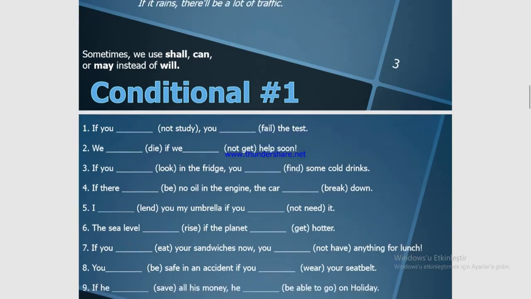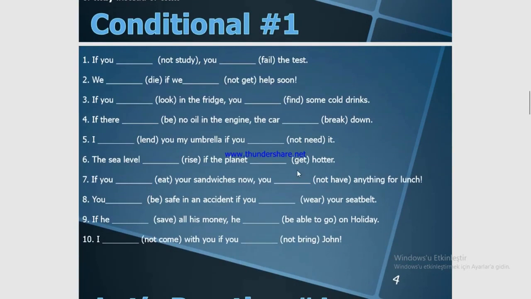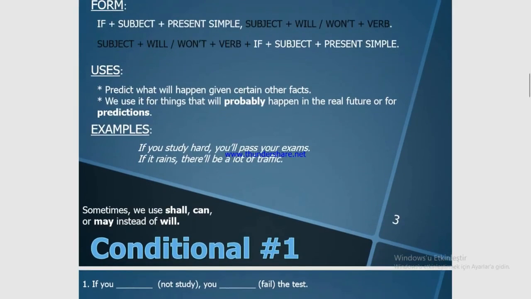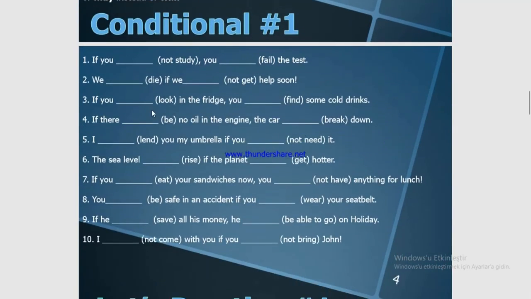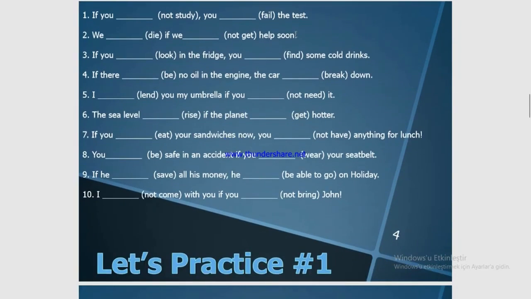So we die if we don't get help soon. Should we choose conditional 0 or conditional 1? So this is kind of a prediction again, other than a scientific fact. We will die if we don't get help soon.